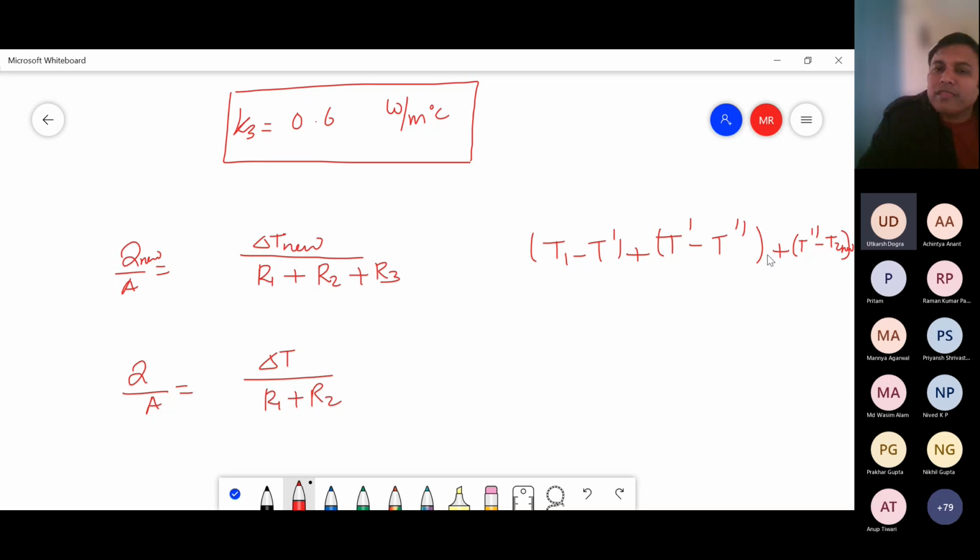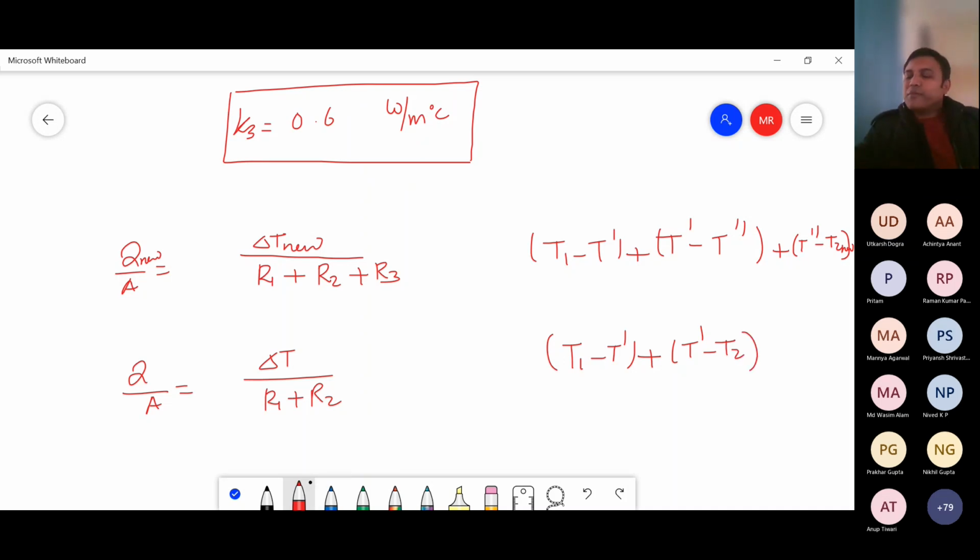Also in this case delta T is given by what? T1 minus T dash plus T dash minus T2. That's it. Only 2 will be added. Can you see? This will be delta T. Yes, sir. And here this will be delta T. Is there any more question?